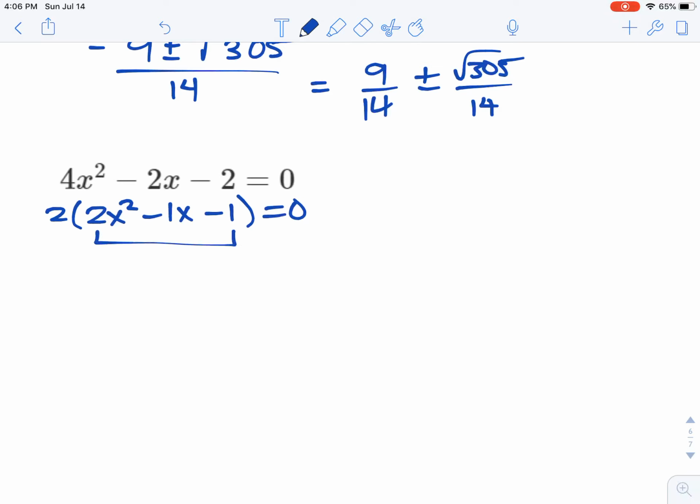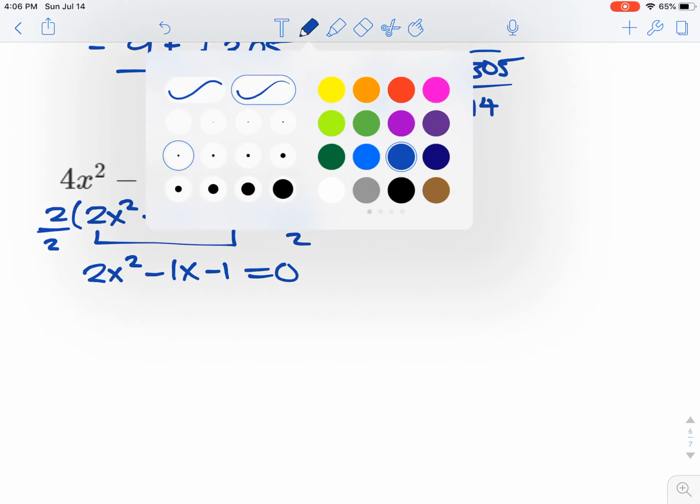And then we can just use this trinomial in our quadratic formula because the 2 doesn't do anything. 2 is not a possible solution. So I can essentially divide by it on both sides because you can't have 2 equal to 0. So we're really looking to see, okay, when does 2x squared minus 1x minus 1 equal 0? Because we know 2 is never going to be 0. So now using our quadratic formula, let's use the new values here.